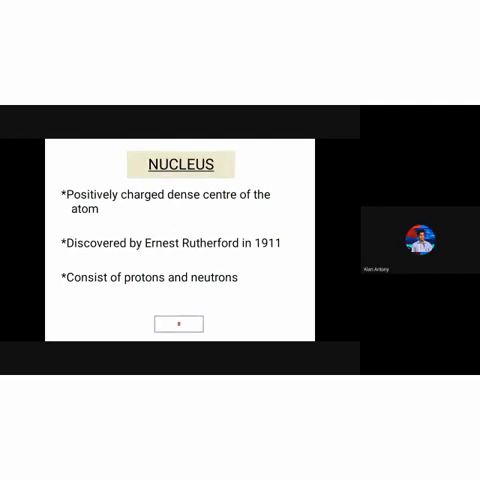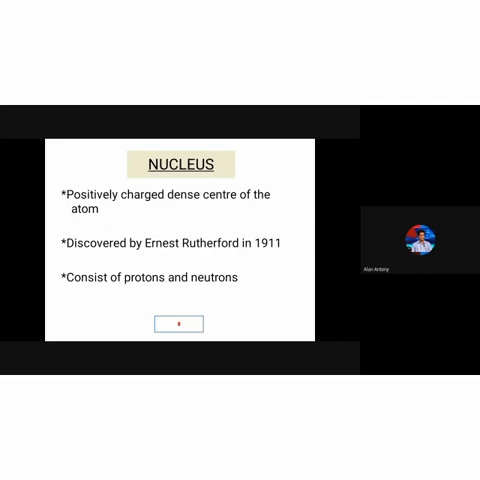Hello friends, good evening. Now let's see some basic concepts about the nucleus. In every atom, the positive charge and mass are densely concentrated at the center of the atom, forming its nucleus. The nucleus was discovered by Ernest Rutherford in 1911. It consists of the elementary particles, protons and neutrons, which are commonly known as nucleons.